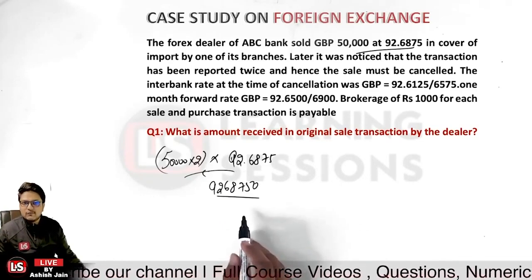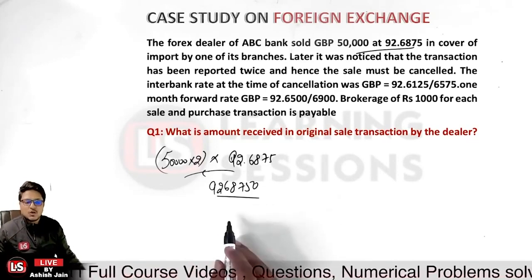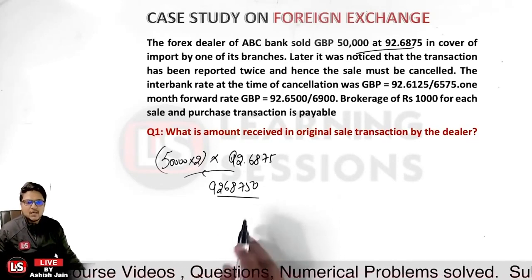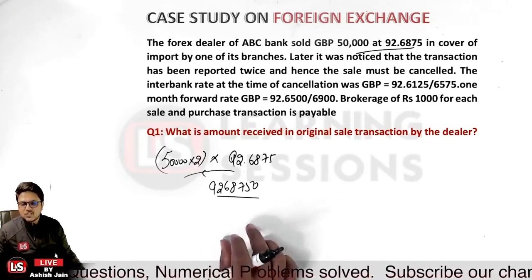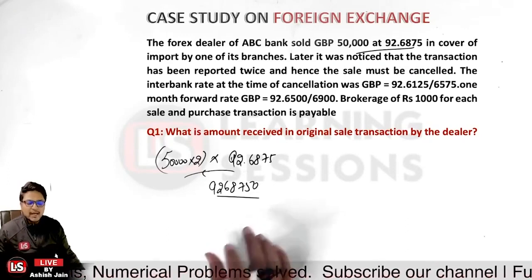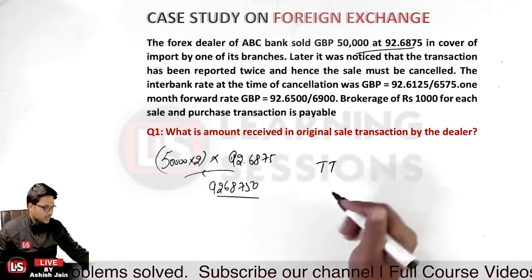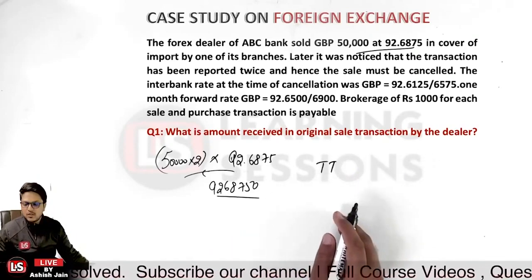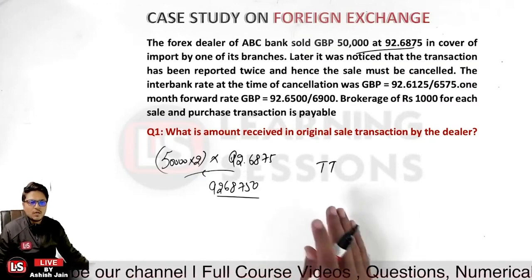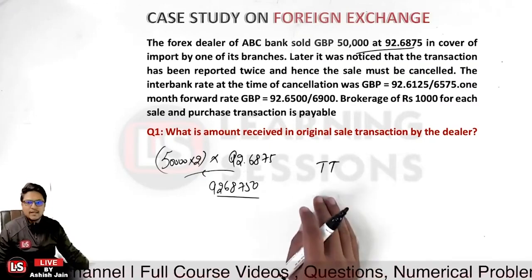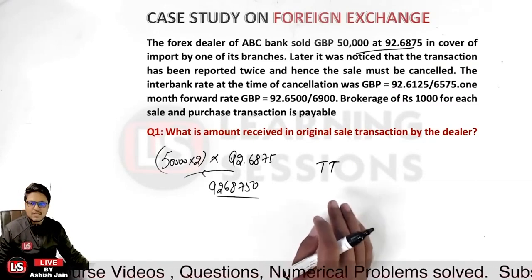First of all, we must understand what type of transaction it is. Is it a telegraphic transfer transaction, or is it a bills transaction? Definitely there is no difference in the settlement date, so it will be the TT transaction, that is, a telegraphic transfer transaction. And what kind of TT transaction will it be? Would it be the buying transaction or the selling transaction? Can you please answer at the earliest?